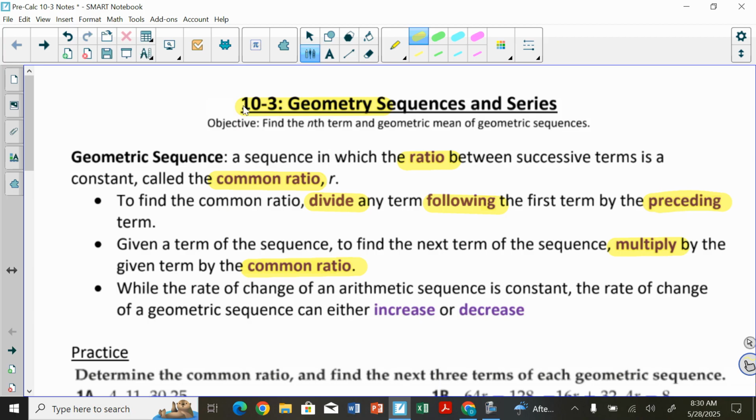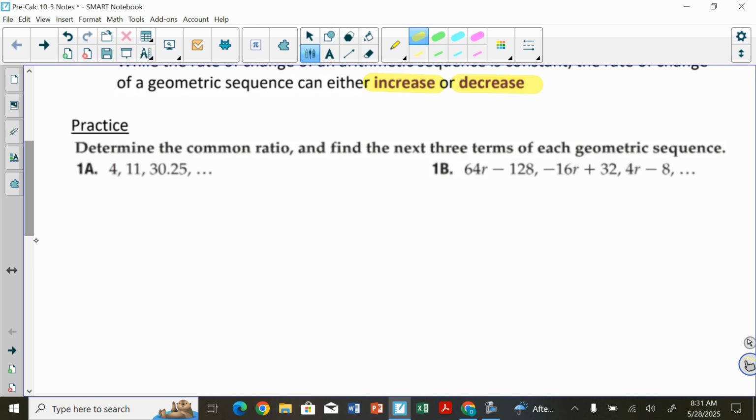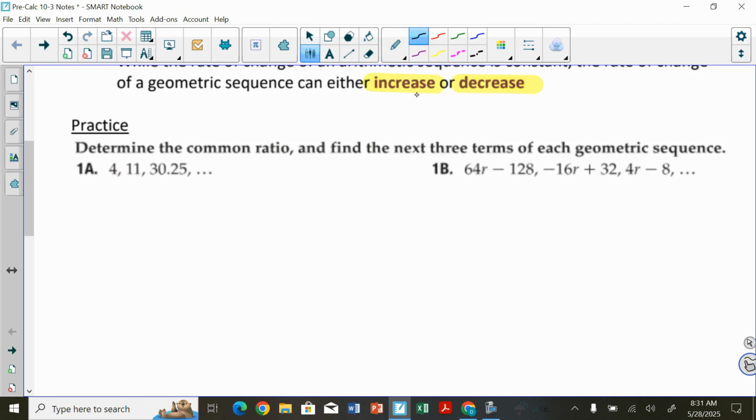While the rate of change of an arithmetic sequence is always constant, the rate of change of a geometric sequence can either increase or decrease because you're multiplying. So if you're multiplying by a negative, it may change back and forth between positive and negative. All right, so let's look at these. Let's determine the common ratios, and then we can find the next three terms. It's pretty simple stuff. Instead of finding the common difference when we were adding or subtracting, now with the common ratio we're going to divide.